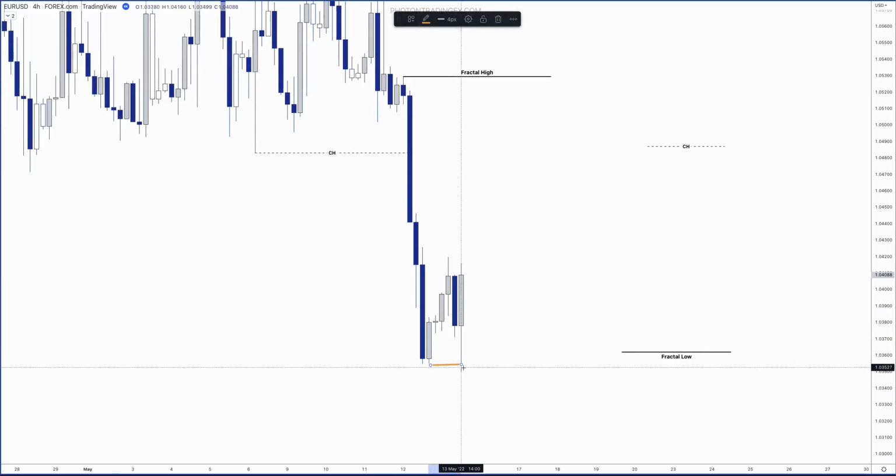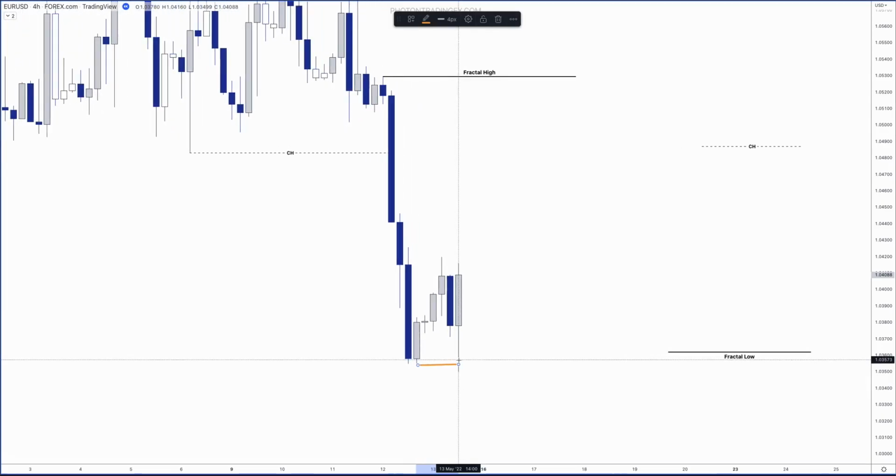And at that exact moment in the live market, you want to look back and go, where is our nearest fractal high now? Remember, it's the nearest candle that failed to break the previous candle's low. So did this candle break the previous candle's low? Yes, it obviously did. Did this candle? Yes. Did this candle break the previous candle's low?